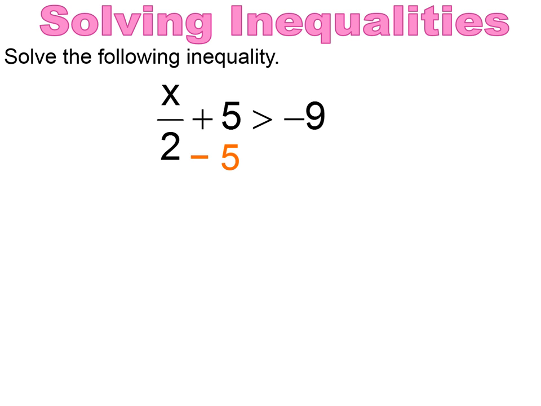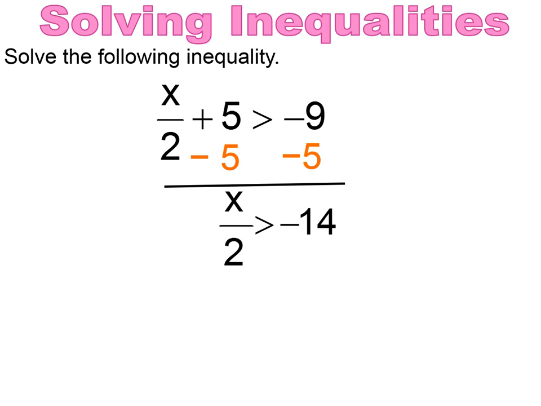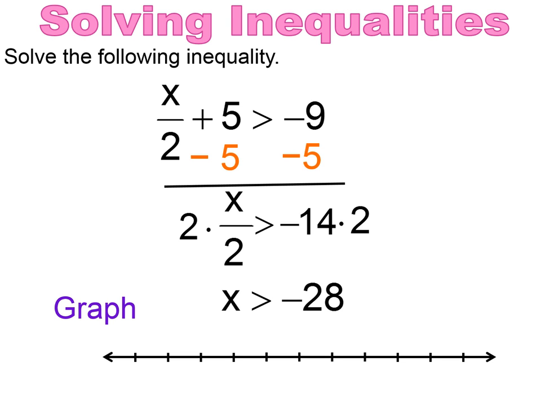This is a two-step inequality. The first thing you're going to do is get rid of the plus or minus, so you're subtracting 5 here. Now remember, when you have x over a number, that's division. And we have x being divided by 2. We have to do the inverse operation of division, which is multiplication. So I'm going to multiply both sides by 2 to have my isolated variable.